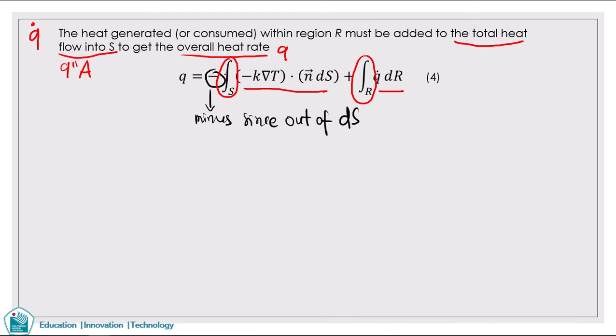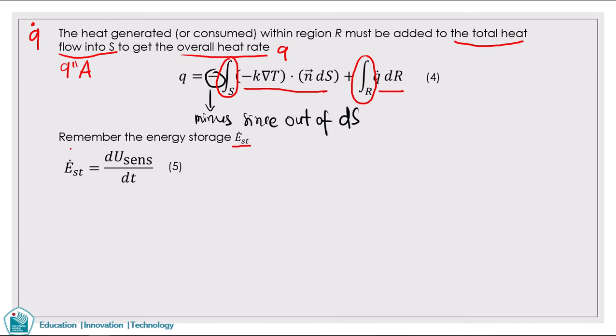And remember, there will be a minus sign since the heat rate is out of the surface. So if the heat comes in, it is positive; if heat goes out, it is negative. And remember again, the energy storage, or E dot St, can be calculated from this relation.